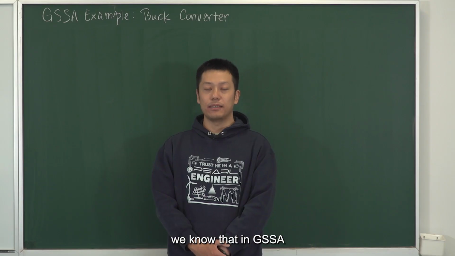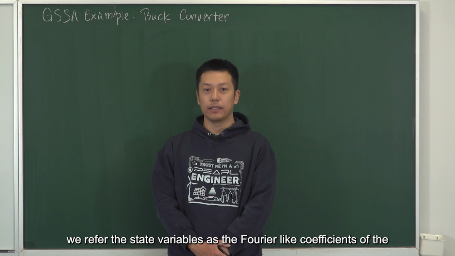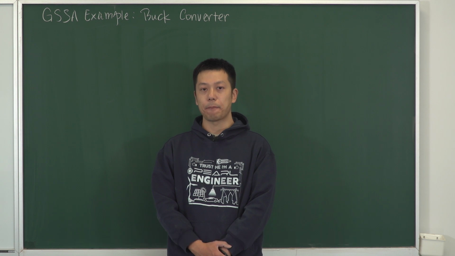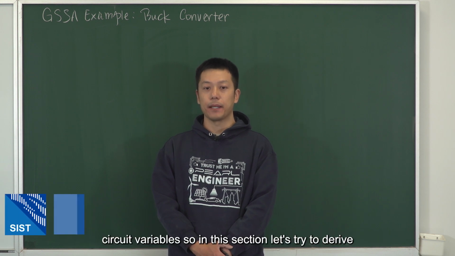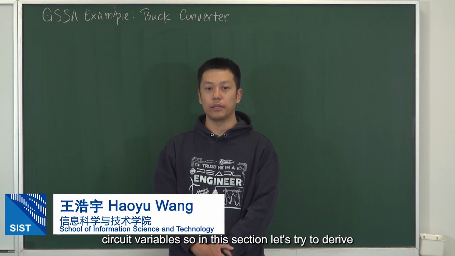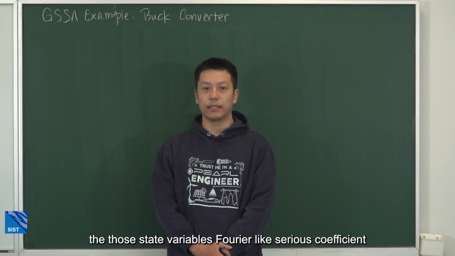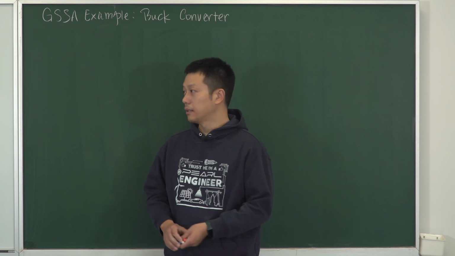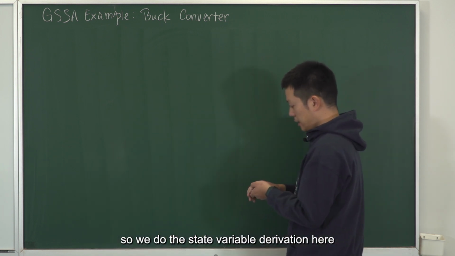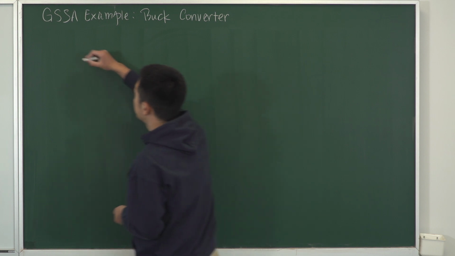We know that in GSSA, we refer to the state variables as the Fourier-like coefficients of the circuit variables. So in this section, let's try to derive those state variables' Fourier-like series coefficients. So we do the state variable derivation here.